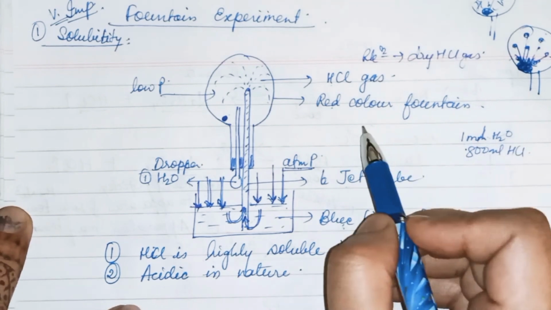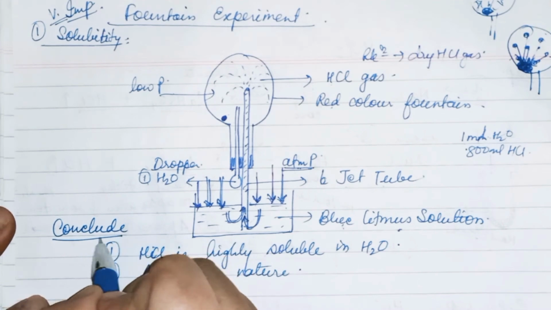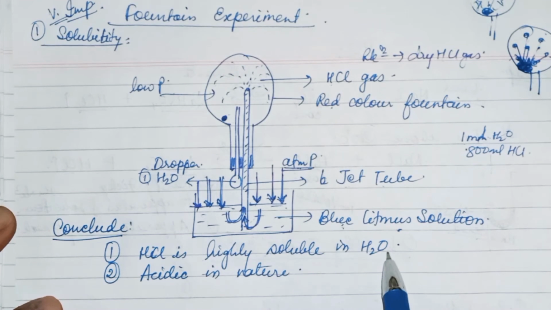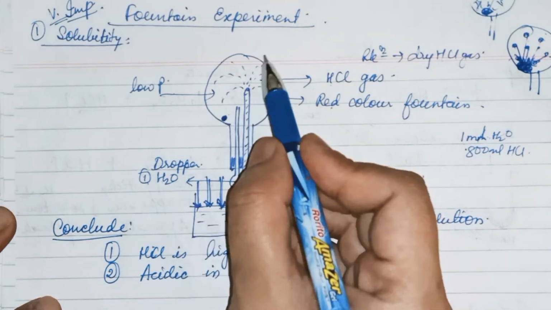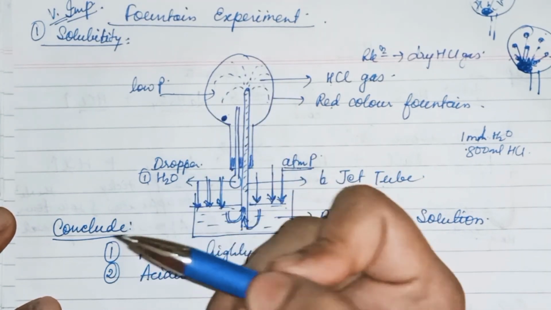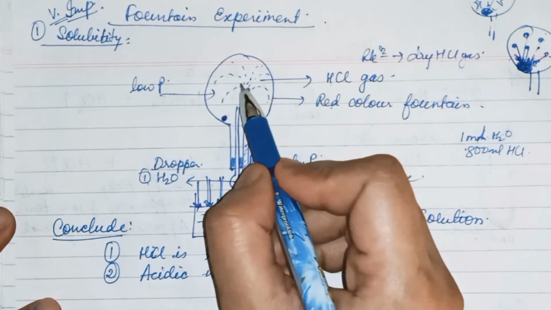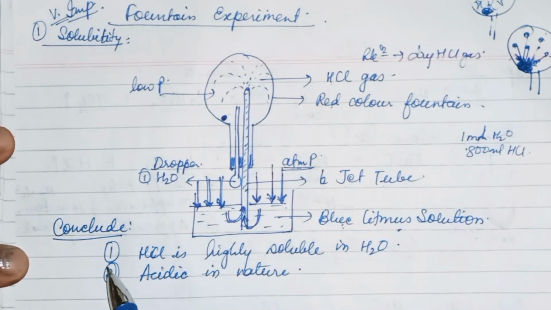Okay, now what can you conclude from this experiment? You can say that HCl is highly soluble in water. Why is it highly soluble? Because with a very tiny droplet of water, all the gas has been dissolved, and due to this the fountain is appearing inside this flask, and the color of the fountain is red. Second observation or conclusion you can write: HCl is acidic in nature.